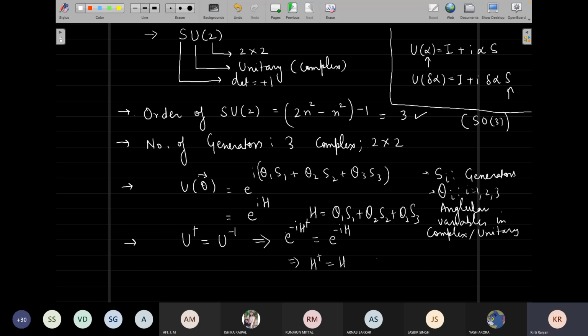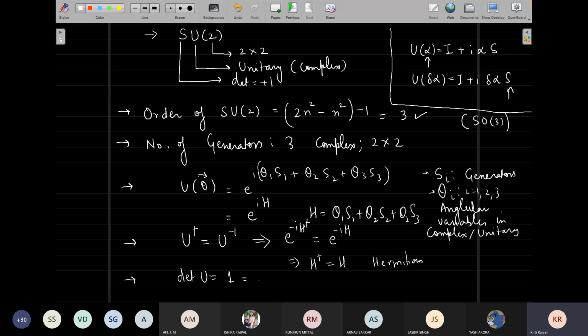Hermitian. Exactly. Excellent. H is a Hermitian matrix. Okay, first constraint. So we have a matrix which is Hermitian, and that is the reason for this choice H. I mean, for theta 1 S1 plus theta 2 S2, that it is Hermitian one. Another constraint. What is the another constraint of SU2? Proper rotation. Determinant of U is equal to 1.